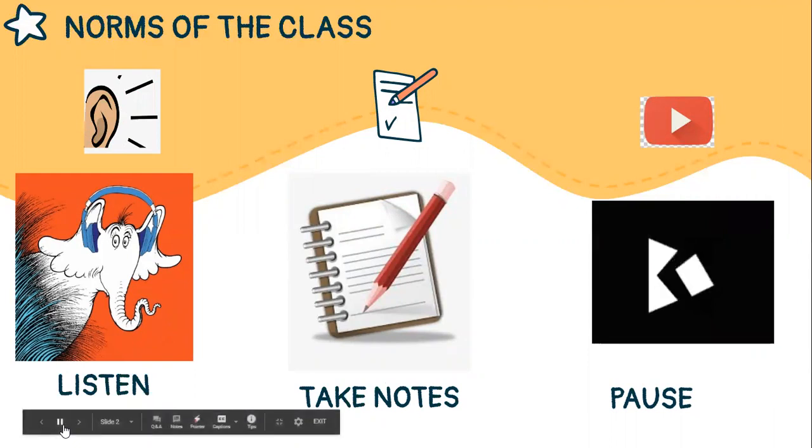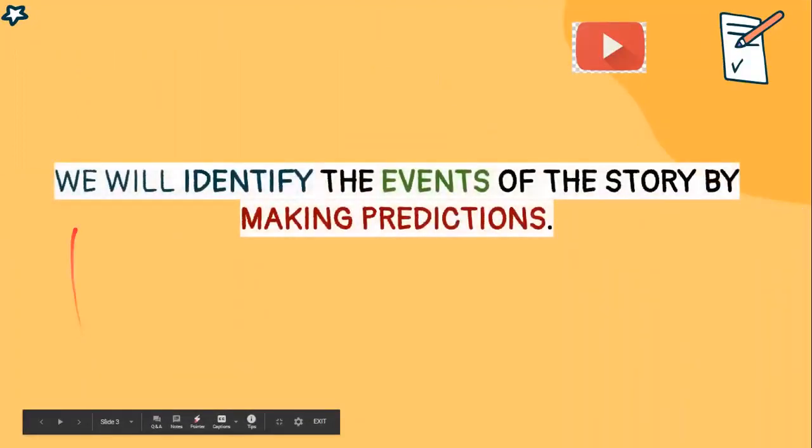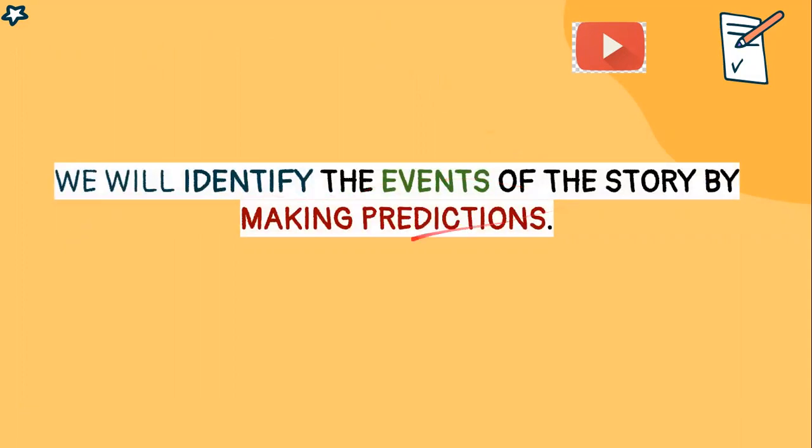Now let us quickly recall our objective for this chapter. We'll identify the events of the story by making predictions. You have already taken notes of this. If you did not, just pause your screen and note this down in your notebook. We will identify the events of the story by making predictions.